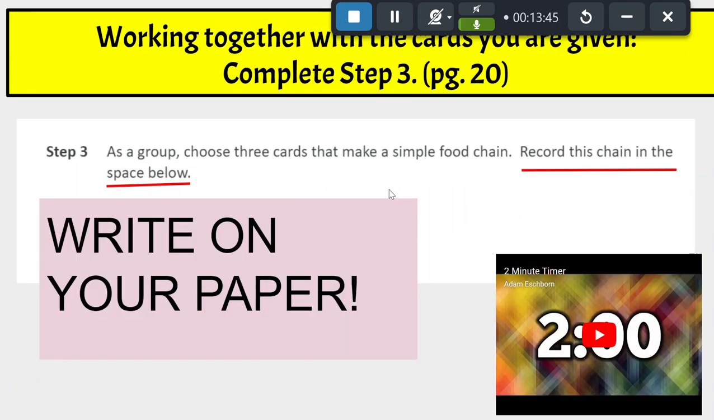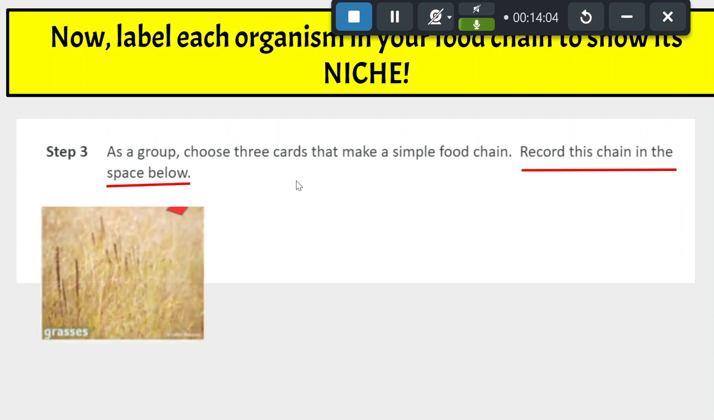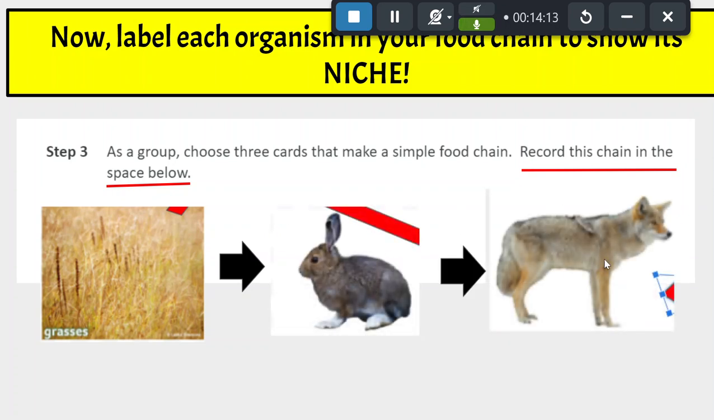So then, once they had done that, I asked everybody to choose 3 cards because each organism was on a separate card and make a simple food chain and then write the food chain on your paper here at step 3. Okay, so food chain using the cards. Let me get to the cards so you can see what I'm talking about. Cards included things like grasses and a hare and a coyote, or a wolf.